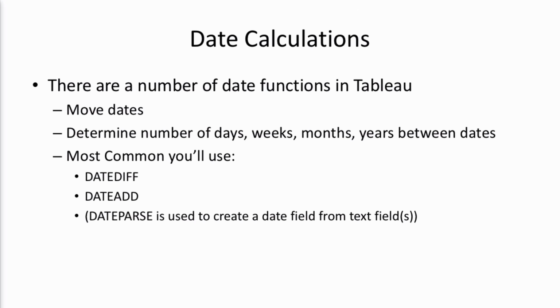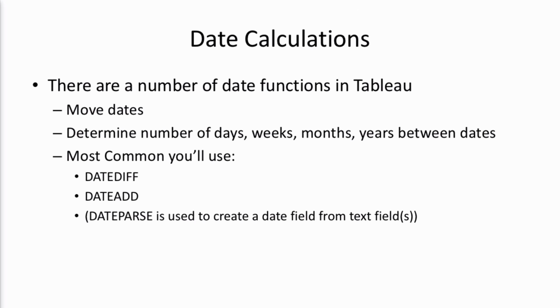I think they're pretty self-explanatory what they mean. Date diff means you give it two dates and the unit you want to know, whether you want to know how many days, how many weeks, how many months, or how many years between the dates. If you give it two dates and the date part you want, it'll tell you how many between.